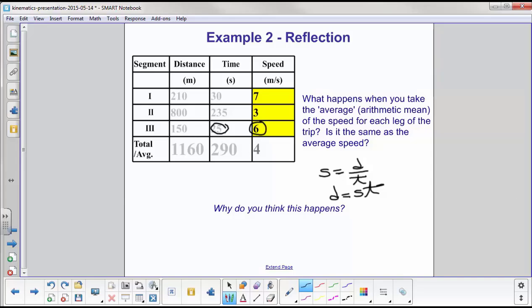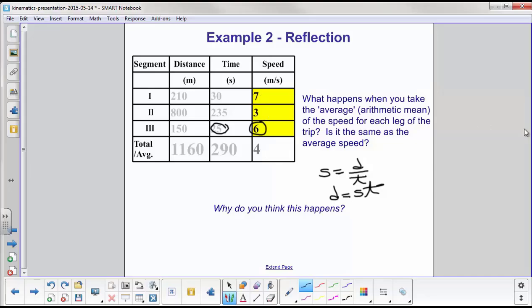You add the 3 distances up. You have 1160. Your time was 290 seconds. You divided them and you received an answer of 4 meters per second. Now, let's say we took the average speeds for the other 2 segments and we found out that they were 7 meters per second and 3 meters per second. Do you get the same answer? Here, this is our answer. That's our average speed for the trip of 4 meters per second.